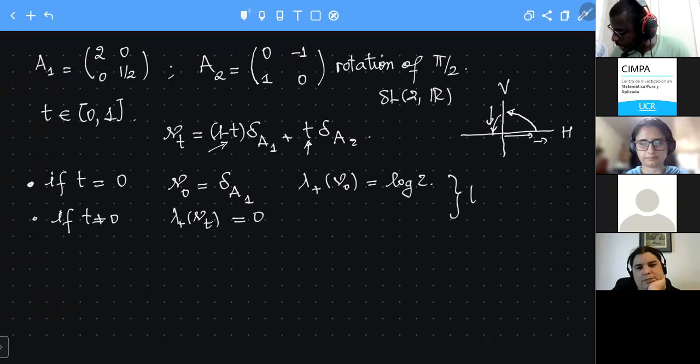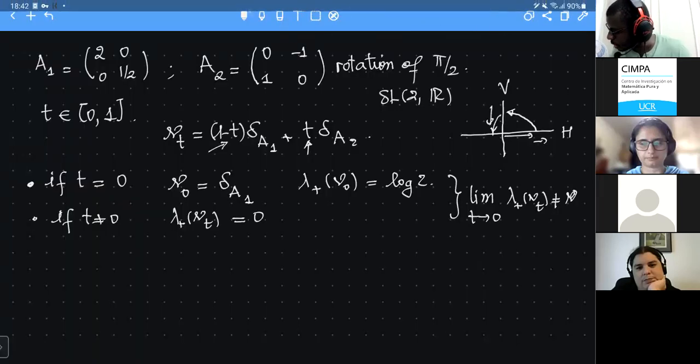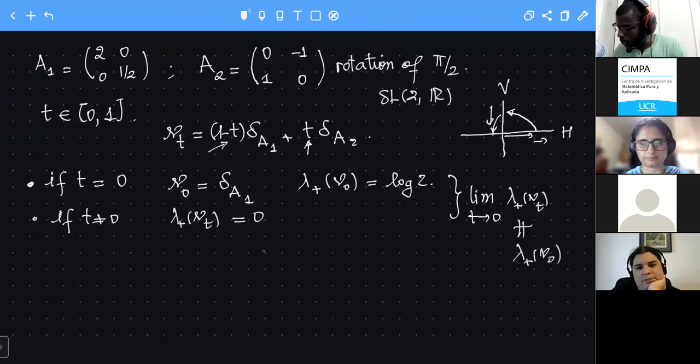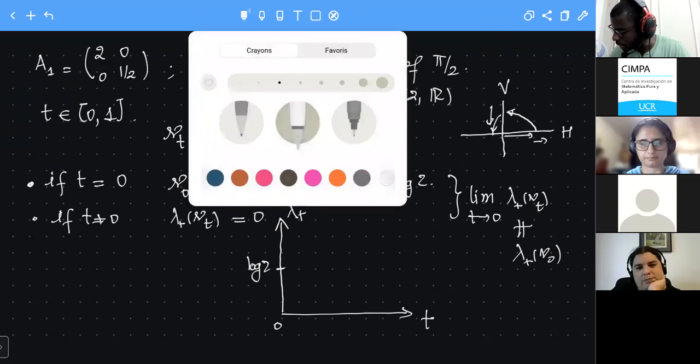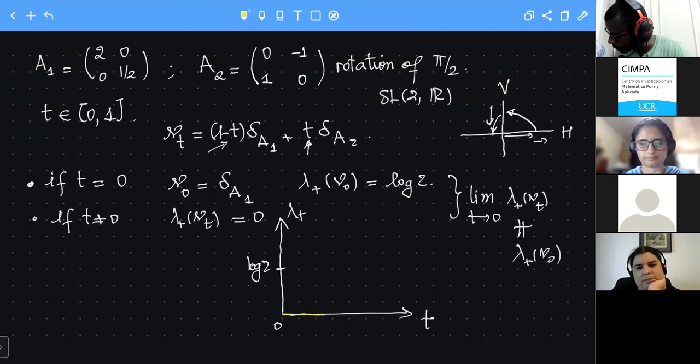So you see the limit when t goes to 0 of lambda plus of mu_t is different from lambda plus of mu_0, which is the logarithm of 2. To make the picture, you have 0 here, this is the t-axis, and this is the lambda plus axis. At 0, you get the logarithm of 2, and for t different from 0, you are here. So 0 is a discontinuity point for the Lyapunov exponent.